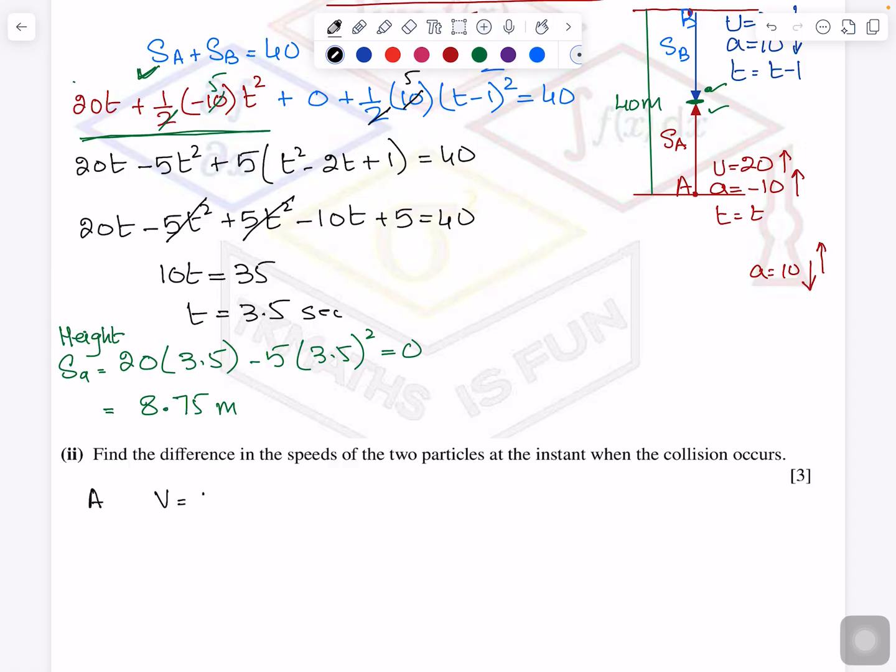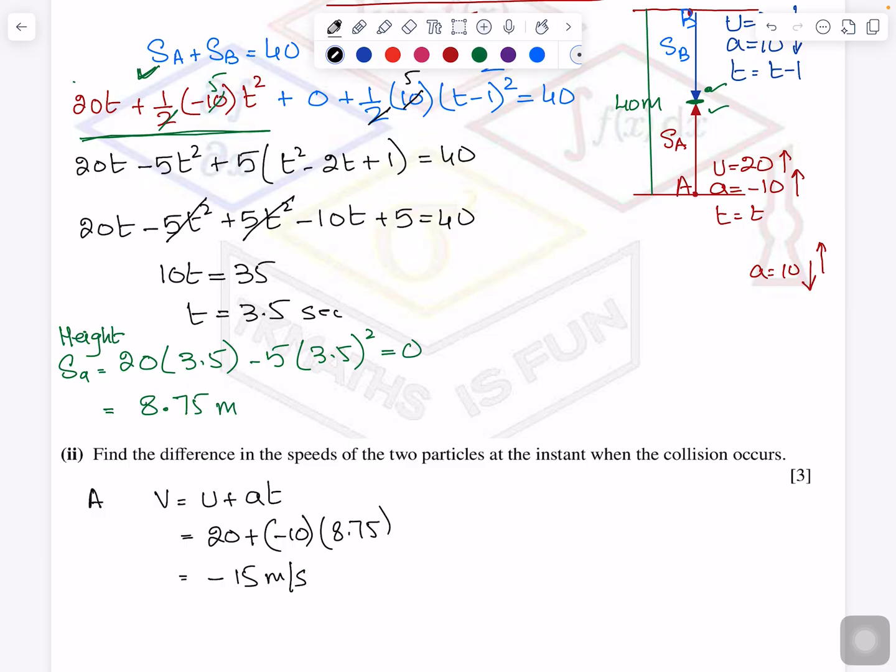V is equals to U plus AT. V I have to calculate. So U was 20 and minus 10 and T was 8.75. So pick up the calculator quickly. It is minus 15 meter per second. Okay, because when particle A was going up, it is gradually slowing down, right? So minus 15 meter per second.